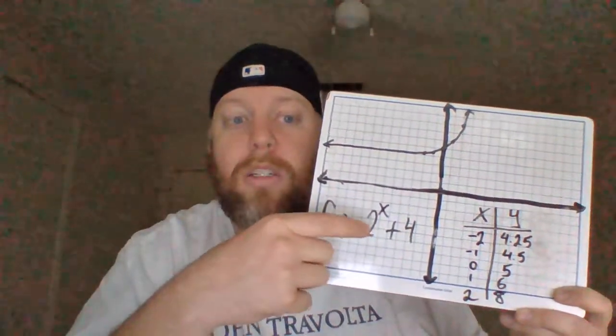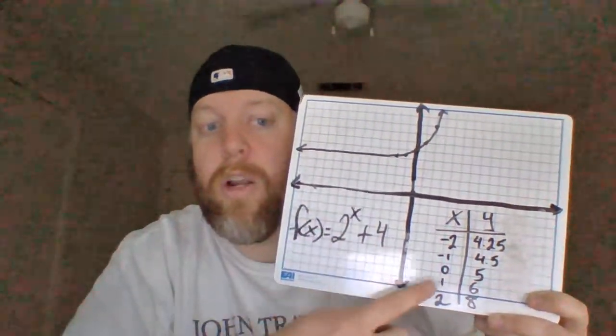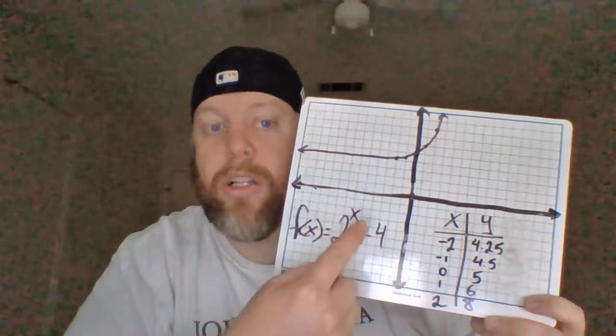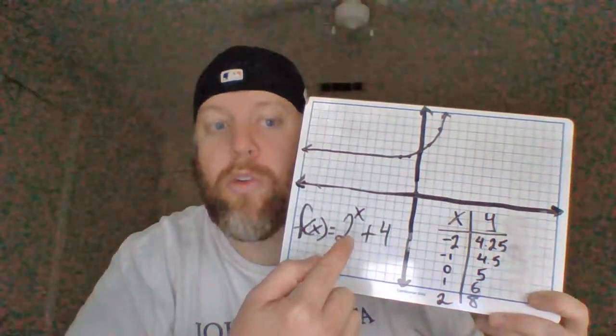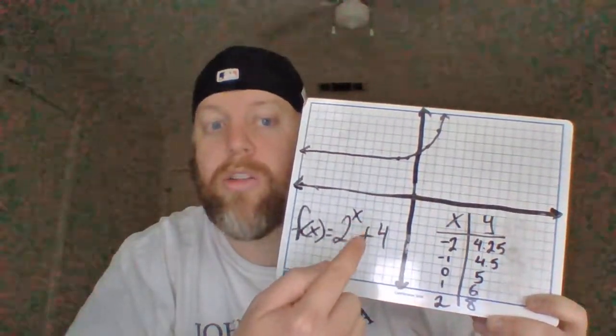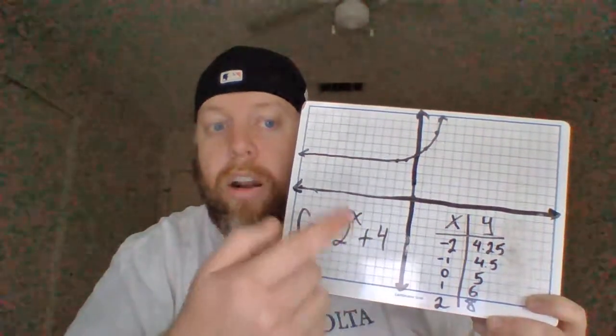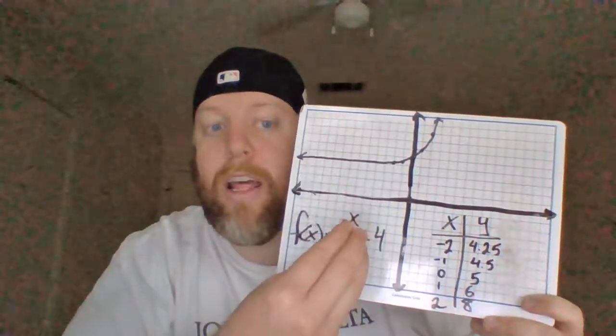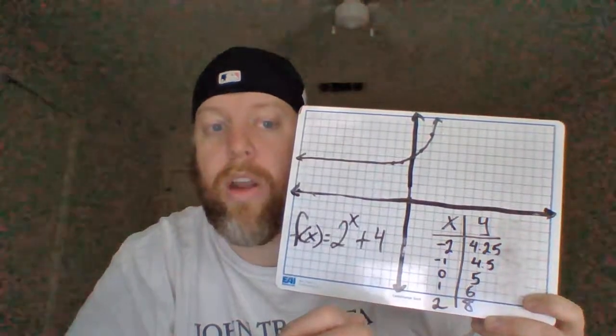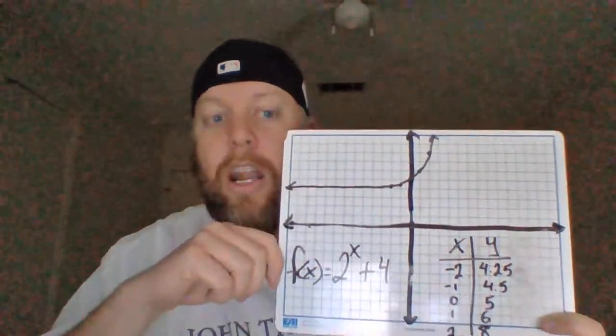Right? So what this is doing is, in this equation, whenever we're changing our x's, we're changing this exponent right here. So it would be 2 to the power of 0, 2 to the power of 1, 2 to the power of 2, 3, 4, on and on. And then after we find out that answer, we add 4 to it. Okay? So let's look at our graph.